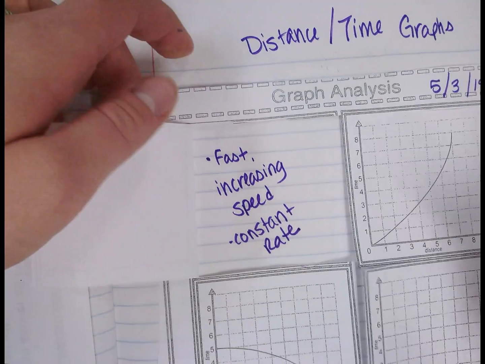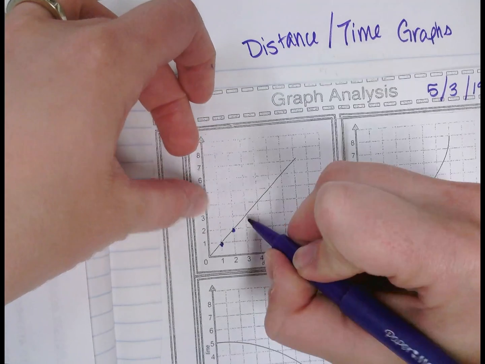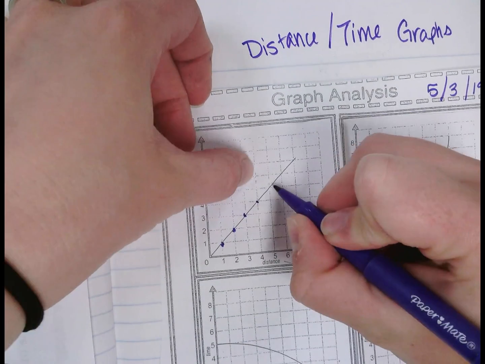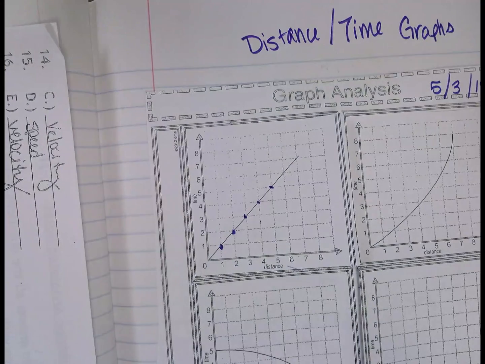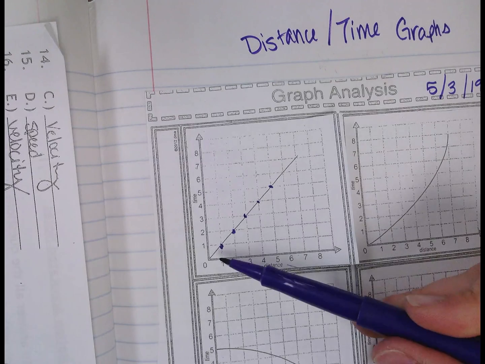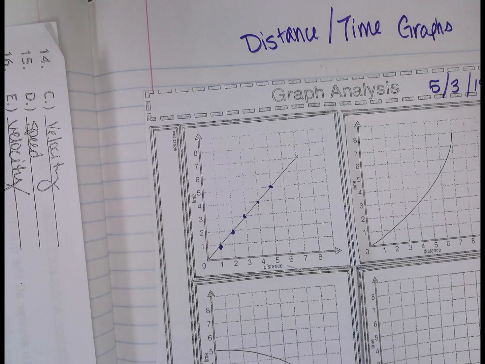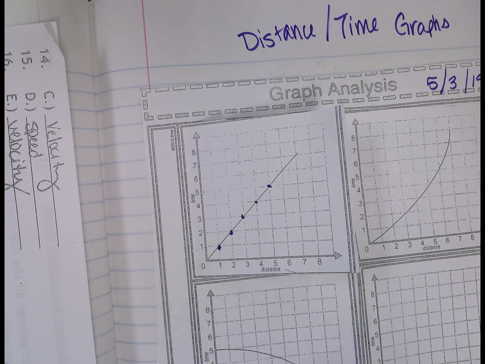I'm saying constant rate because I'm looking at it: 1, 1, 2, 2, 3, 3, 4, 4, 5, 5. It's a constant rate. It's increasing by the exact same rate. So let's say these are meters. 1 meter per second is the rate at which it's traveling. So that's a pretty easy one to grasp.